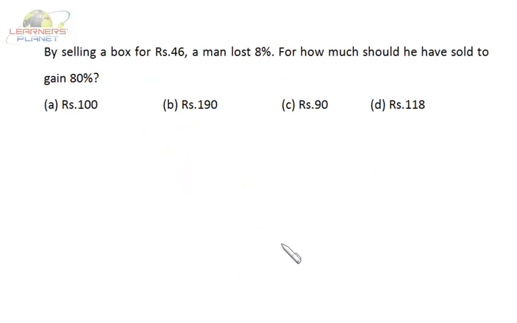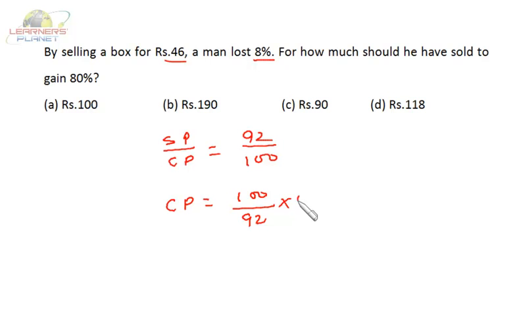Now let's see this question. By selling a box for rupees 46, a man lost 8%. For how much should he have sold to get 80%? Now here, what is SP by CP ratio? Since there is a 8% loss, it will be 0.92. Okay, or we can say 92 by 100. Now SP is given to us. It is 46, so we can calculate CP. Now CP is equal to 100 over 92 into 46.